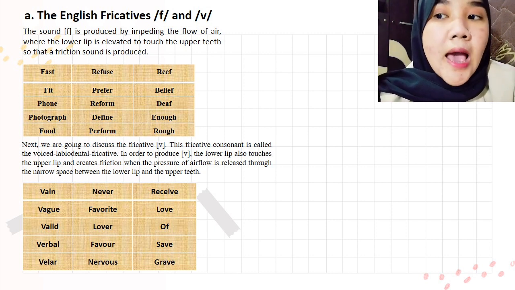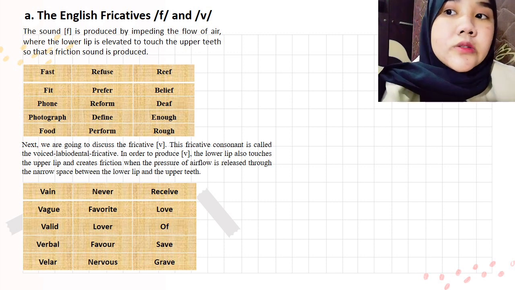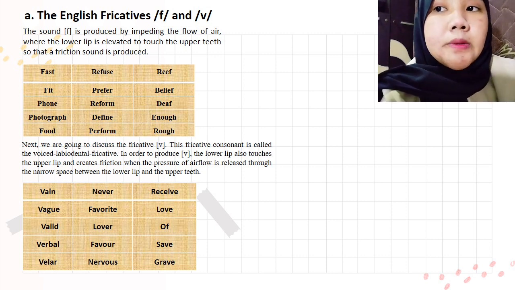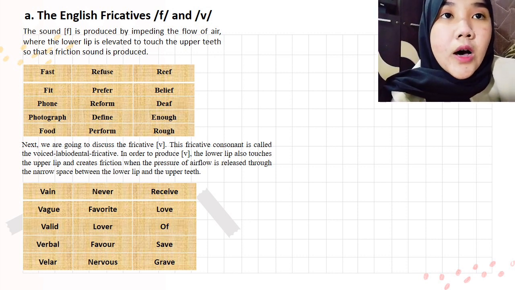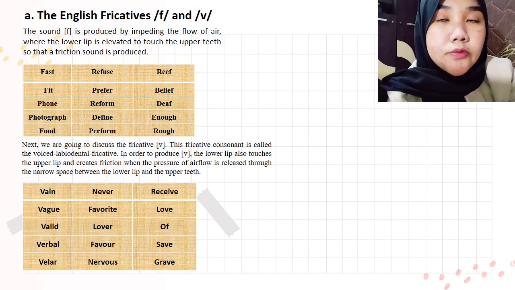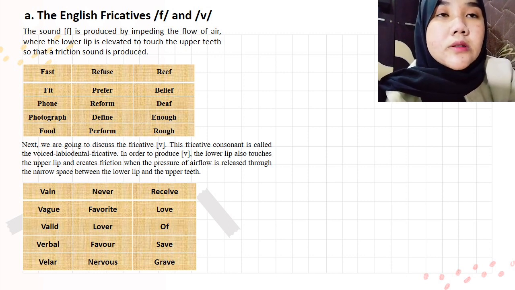The sound f is produced by impeding the flow of air, where the lower lip is elevated to touch the upper teeth so that a friction sound is produced. Look at the examples. Beginning of words: bus, feet, phone, photograph, hood. In the middle of a word: refuse, prefer, reform, define, perform. And at the end of a word: brief, believe, thief, enough, rough.